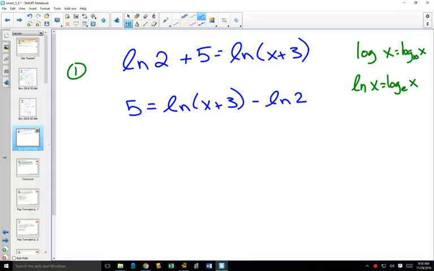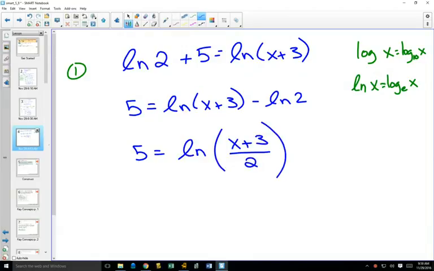So now I've got a natural log, subtract a natural log. Your log laws stay the same. If you're subtracting, these have the same base. That's the same as dividing. So now we have completed step 1, which was to try to get things together as a single logarithm.